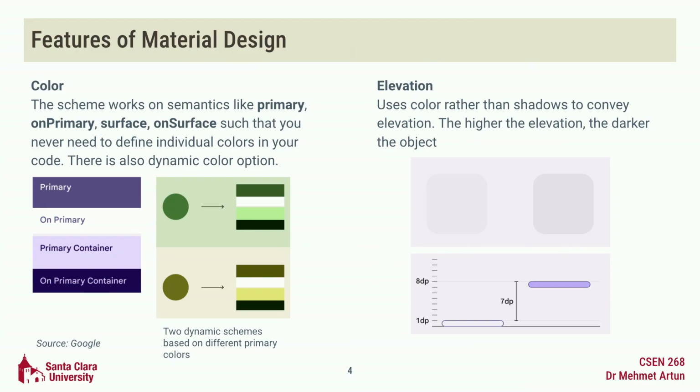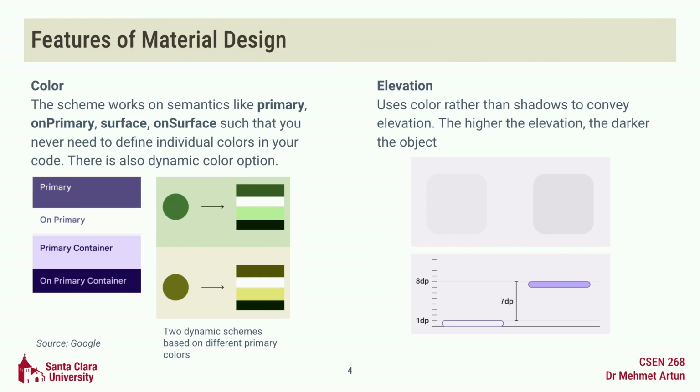Let's start with color, okay? So color is a semantic property, which means you start with a primary color. Say this is my primary color. For example, the real call to action button will be with this primary color. The text on that surface is going to be with a color that's named on primary, okay? And this color is white.